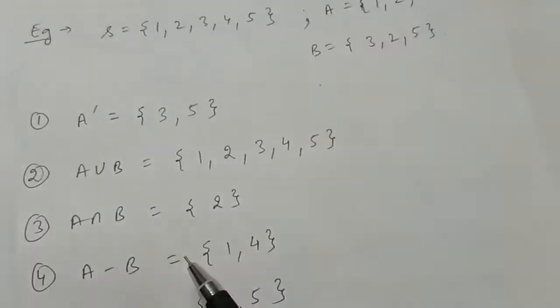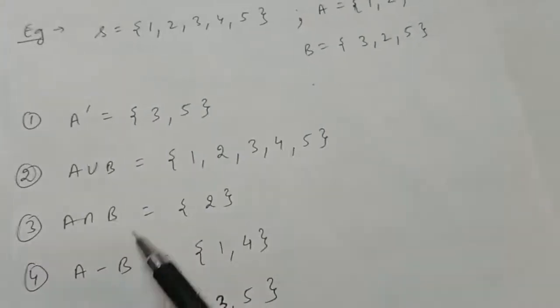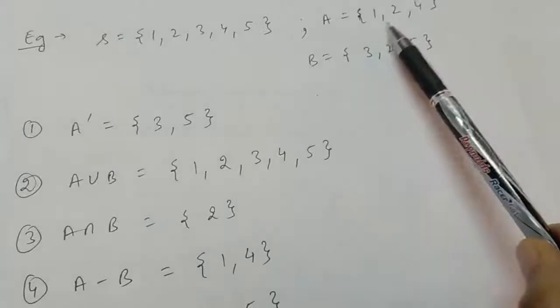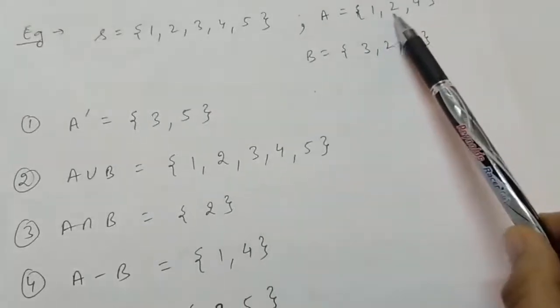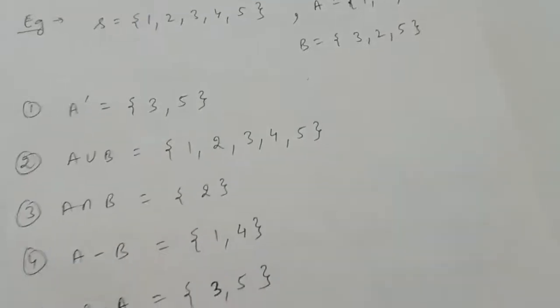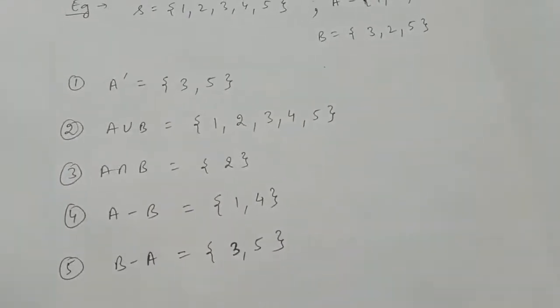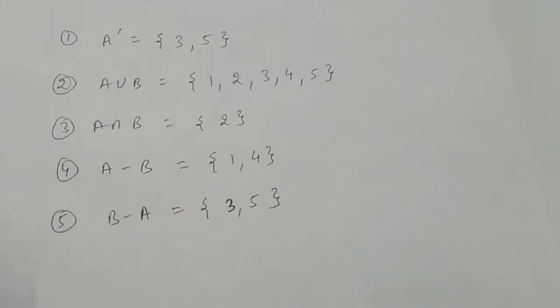Now A minus B, the elements which are in A but not in B, are 1 and 4, because 2 is in A but 2 also exists in B, so we will not take 2. Similarly, you will get B minus A as equal to 3, 5, right?